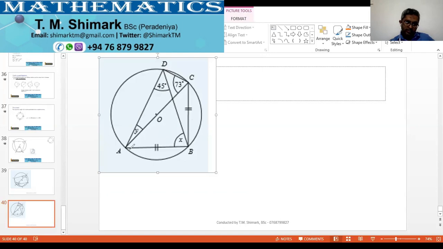Now we see this AC. AC is the diameter, right? AC is the diameter.